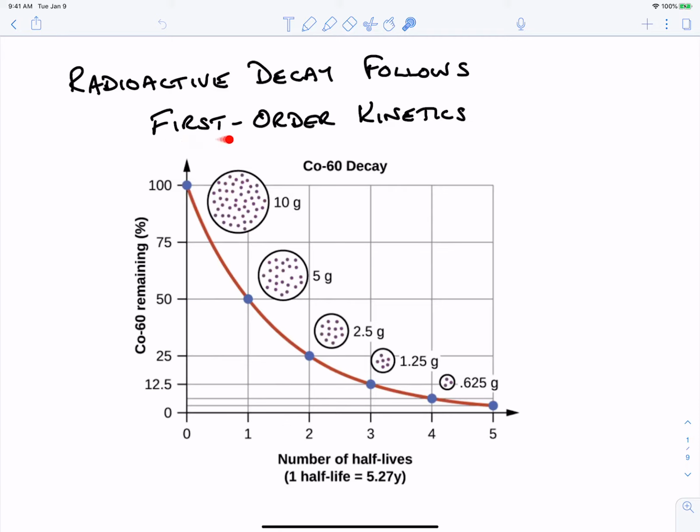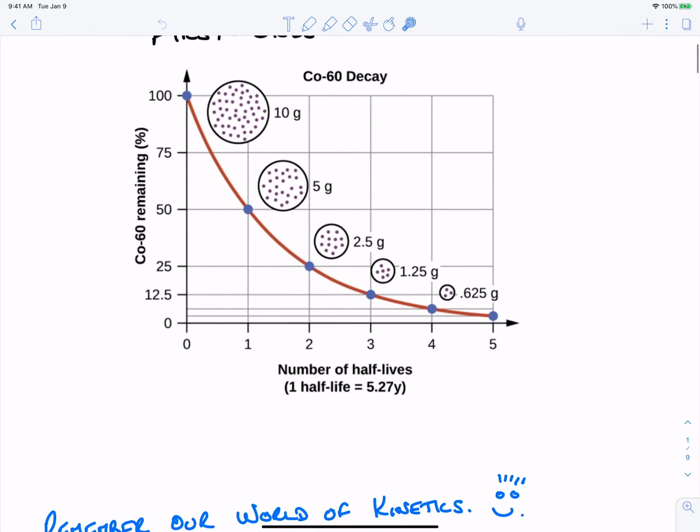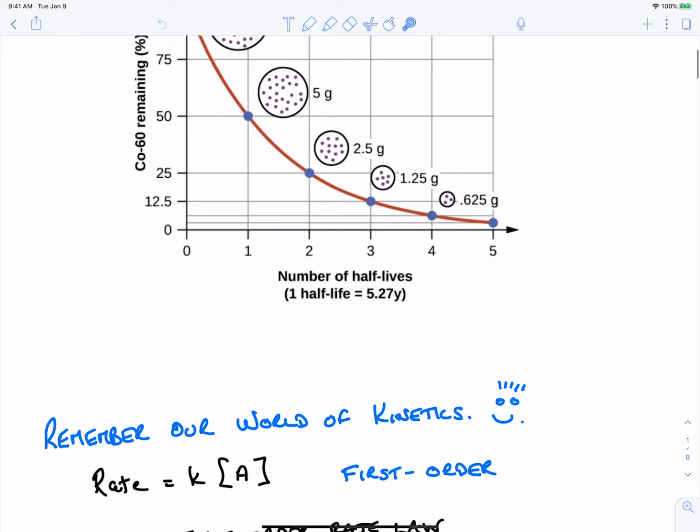And so we can see that radioactive decay follows first order kinetics. Remember first order kinetics? We could write our rate law, which would say that rate is equal to a rate constant multiplied by the concentration of A. In this particular case, A would be cobalt-60. And this is a first order rate expression from our world of kinetics. And radioactivity is first order.